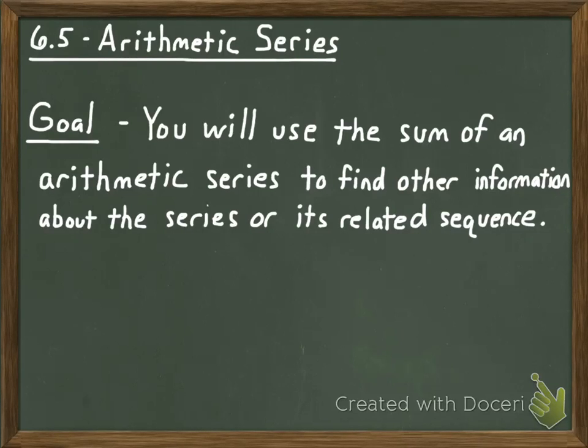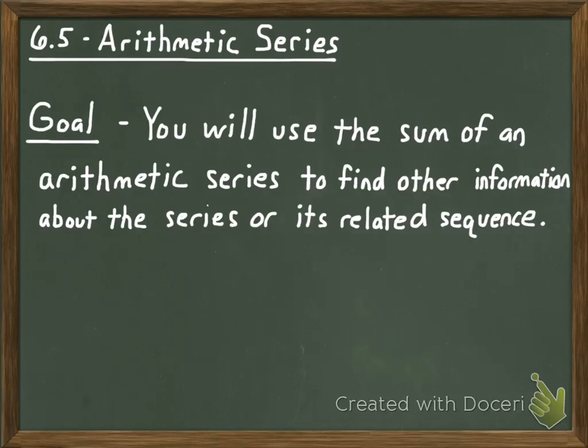And in this video, we're going to look at it from the opposite perspective, where you already know the sum. You're going to use the sum of an arithmetic series to find other information about the series or its related sequence. Meaning, I might know the sum of the first 12 terms is 285, and I want to find out what the first term is, or the common difference, or the 17th term, any number of things. That's what we're going to do.